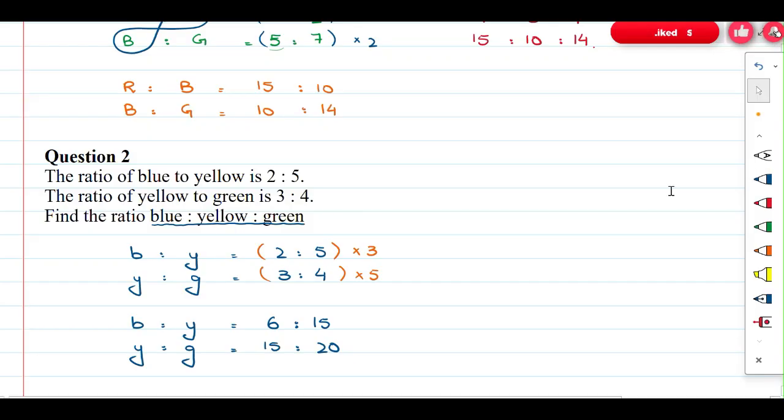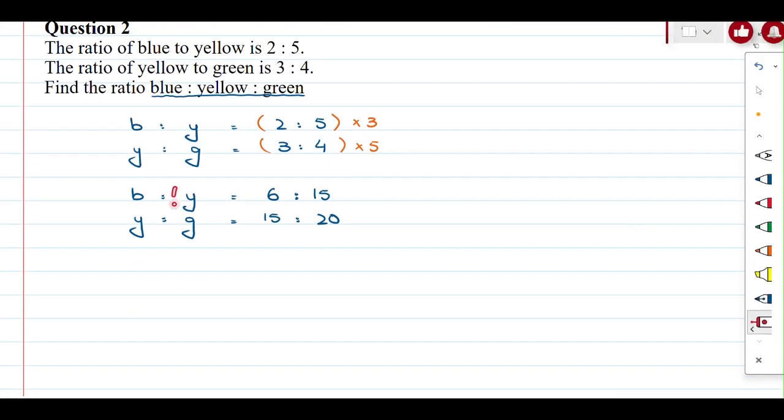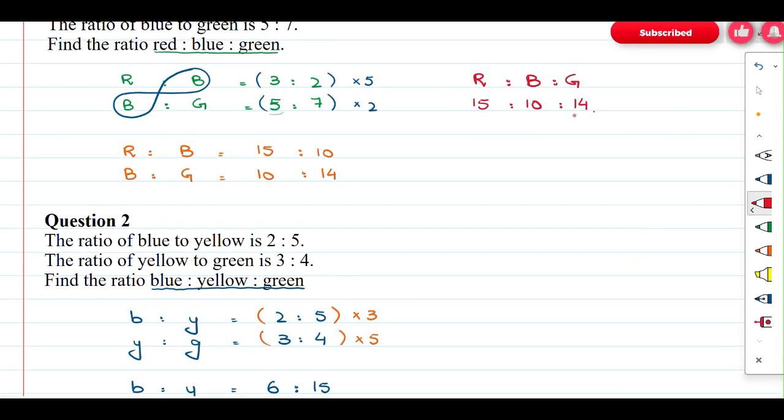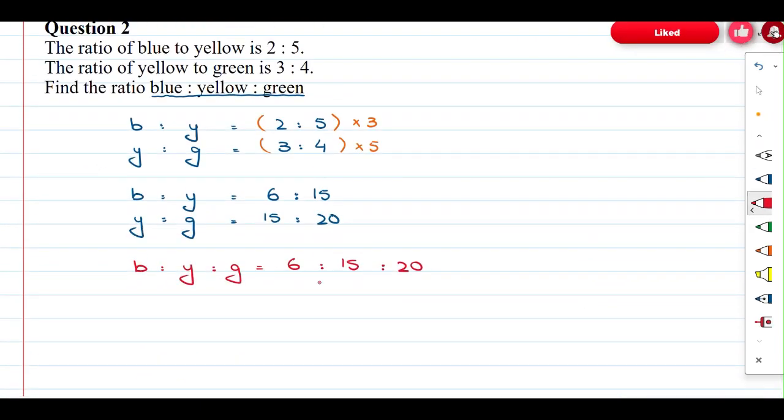Now here you can easily see that if these two are the same, then these two numbers must be the same. So the yellow ratio is 15, the blue one is 6, and the green one is 20. Now we can write down blue ratio yellow ratio green equals 6:15:20. Keep in mind that after figuring out all three ratios, it is better to convert them into simplest form. 15, 10, 14 are in the simplest form, and 6, 15, 20 are also in the simplest form.